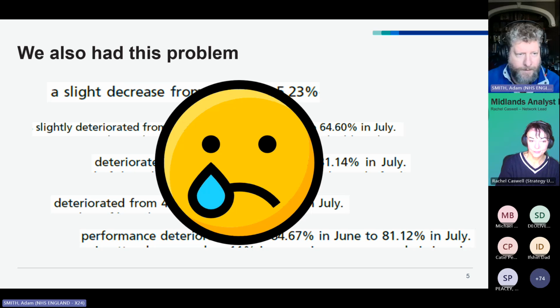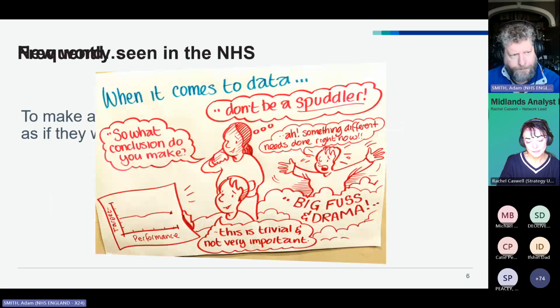So look at some of these. "Slight decrease from 5.25 to 5.23%." I just don't see that that's particularly relevant or tells us anything. And that also makes us sad. So the words are important too.